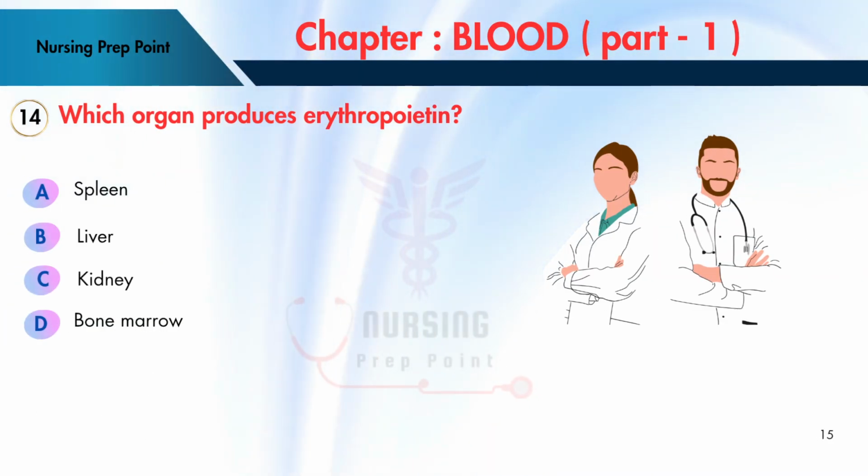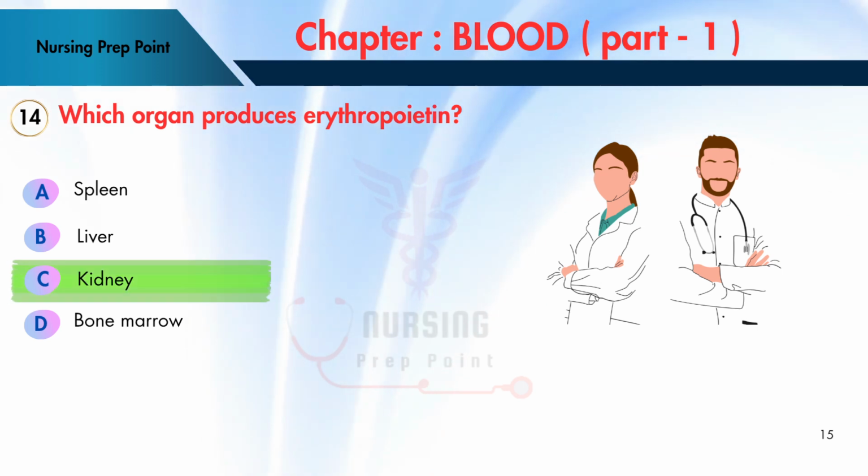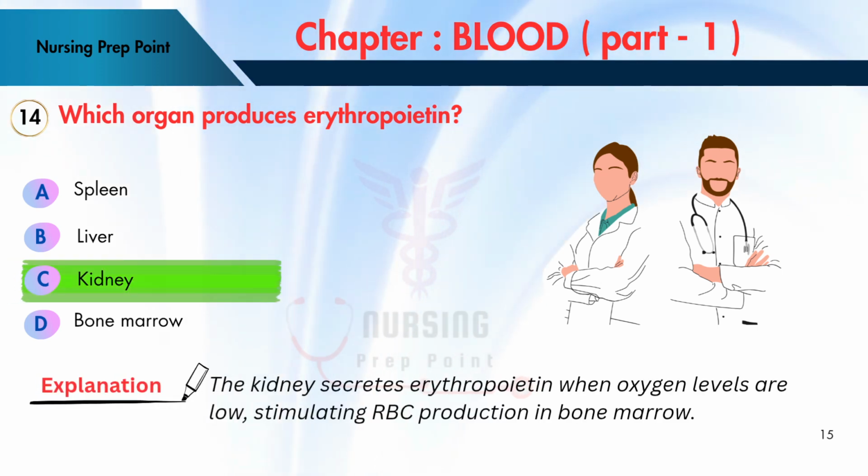Which organ produces erythropoietin? Option A, spleen. Option B, liver. Option C, kidney. Or option D, bone marrow. The correct answer is option C, kidney. Explanation. The kidney secretes erythropoietin when oxygen levels are low, stimulating RBC production in bone marrow.